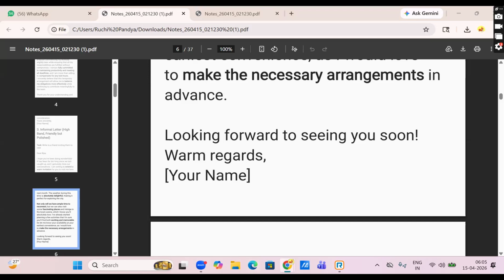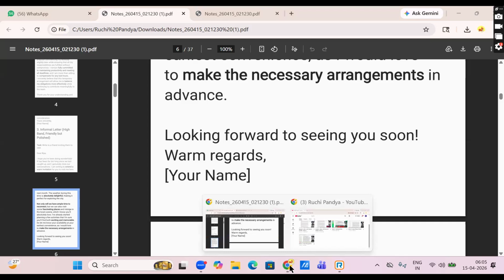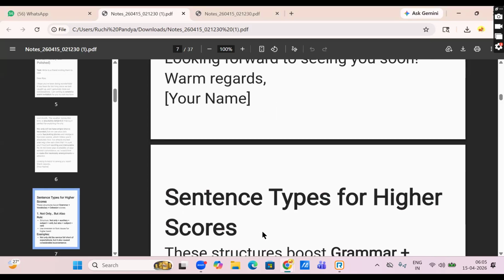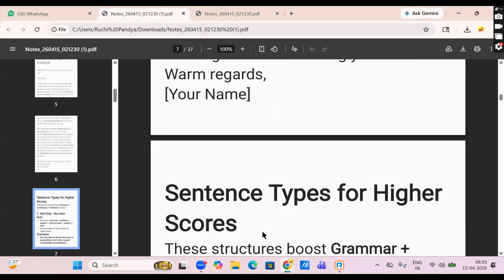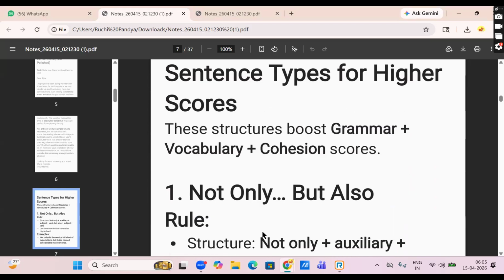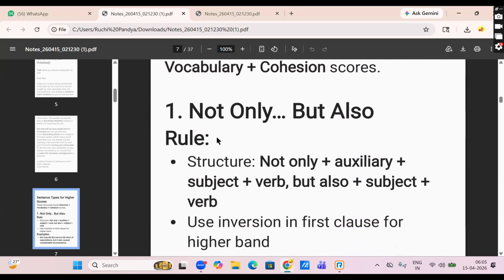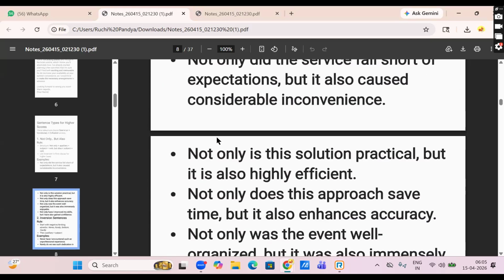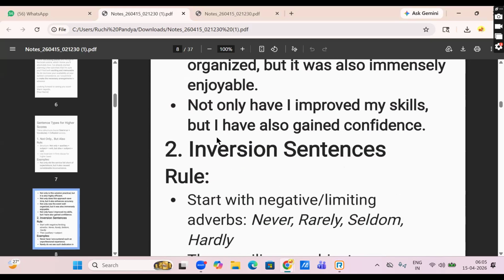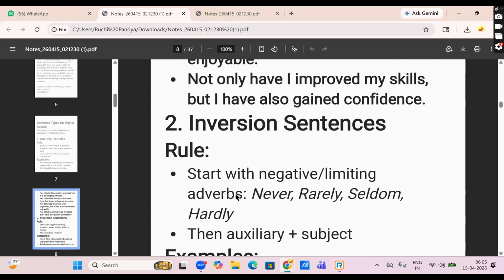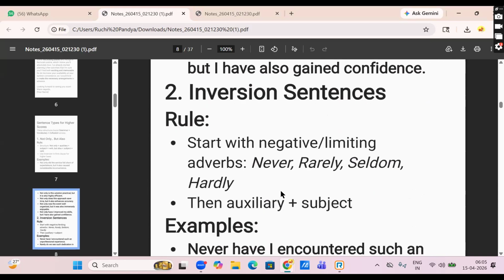I'll go back to the previous screen where we were. Now coming here to the types of sentences, we'll quickly scroll by for once. We're not going into the details right now. I'll tell you why and when also. Not only but also type of sentences with examples and rules. Inversion sentences, how are they? They begin with words like never, rarely, seldom, hardly. Don't worry about it right now, don't think about it now.